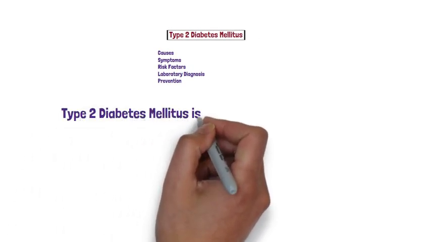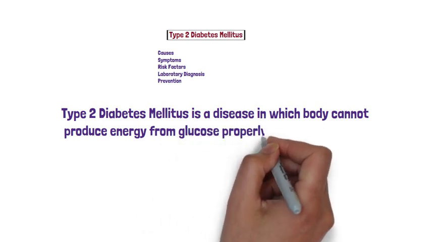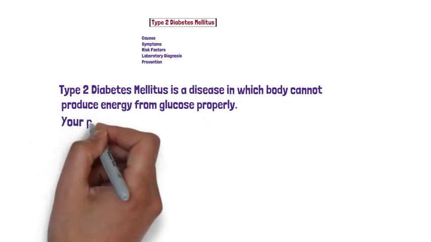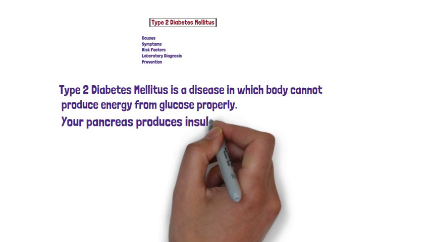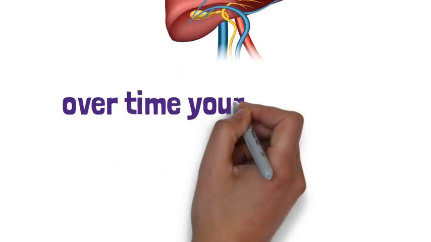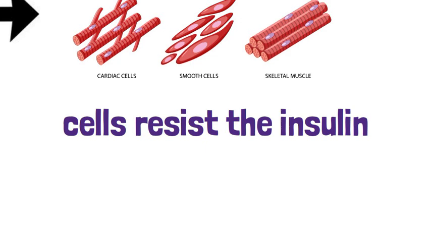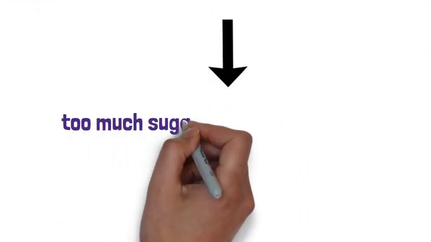Let's start the topic. Type 2 diabetes mellitus is a disease in which the body cannot produce energy from glucose properly due to insulin resistance. Your pancreas produces insulin to help your cells use glucose. But over time, your pancreas makes less insulin and the cells resist the insulin. This causes too much sugar to build up in your blood.